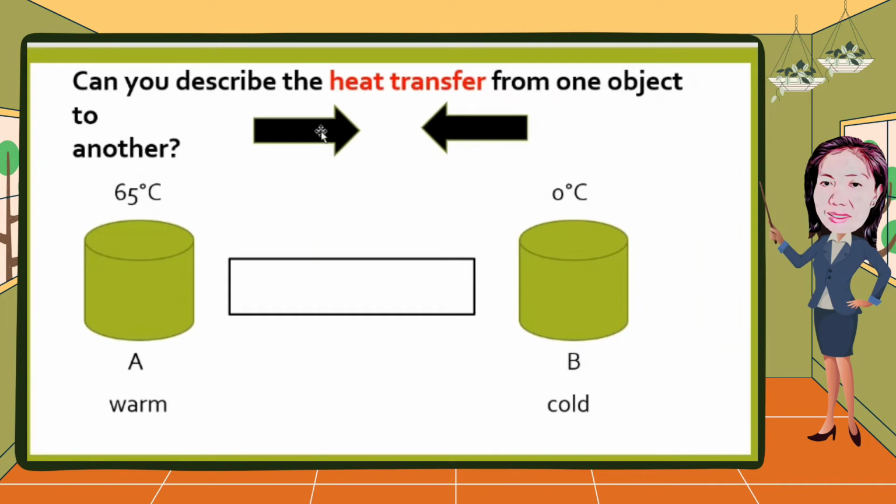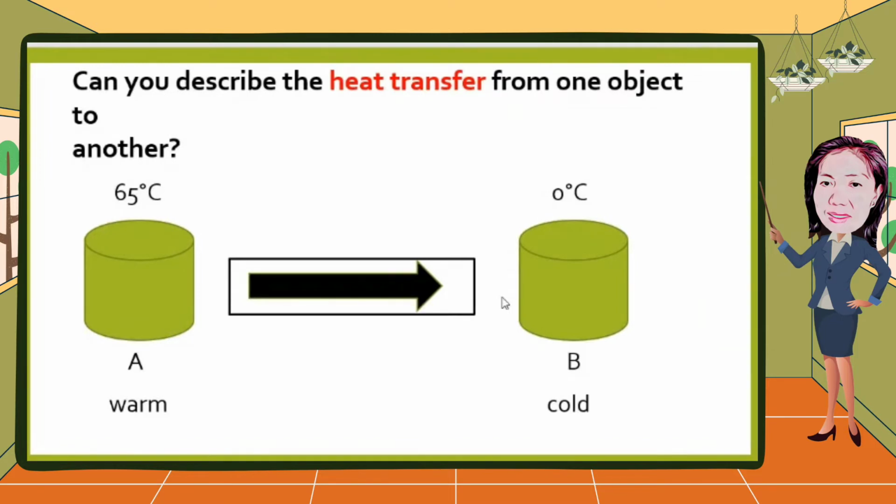Okay, this one. Ito na, arrow. Yes po. Check. Very good. So this is the direction of heat transfer. The direction of heat transfer is from greater temperature to a lower temperature. So you're correct. Very good.